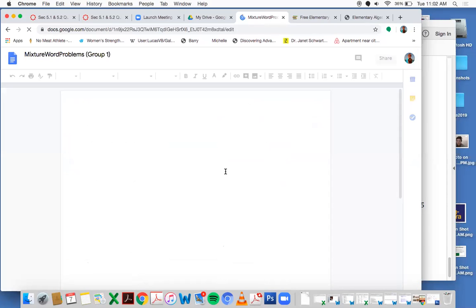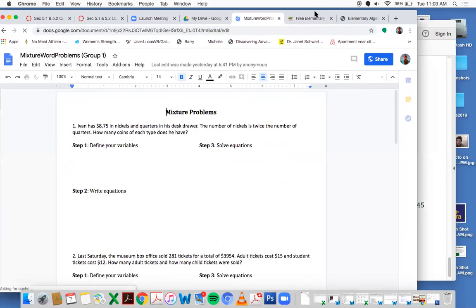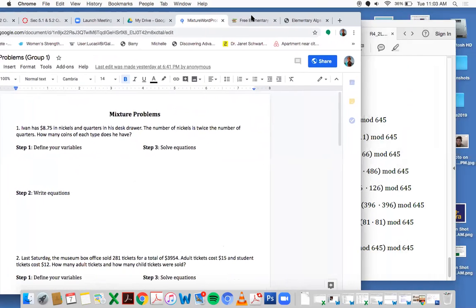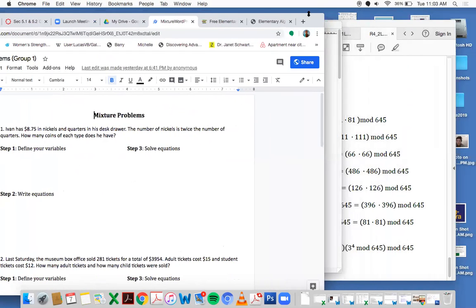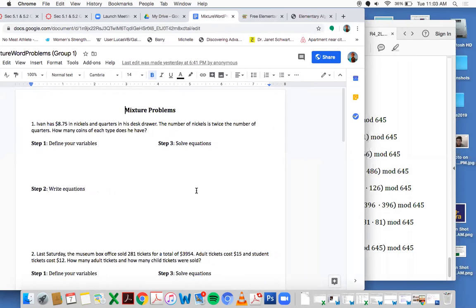So let's see, I have group 1 here. All right, so basically, that's what I need you to do right now. Go to your email, find that link. Hopefully you didn't delete it when you got it last night. If you don't have the link, then I can try to resend it to you. Check your spam folder or whatever. But you should click on that link and be able to see this document.